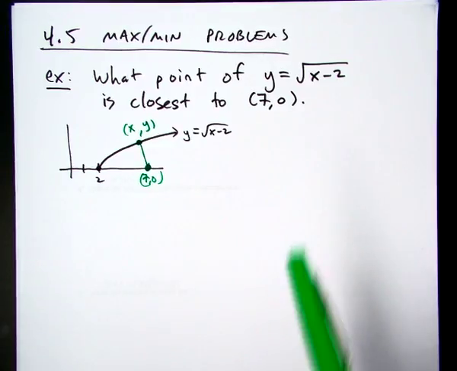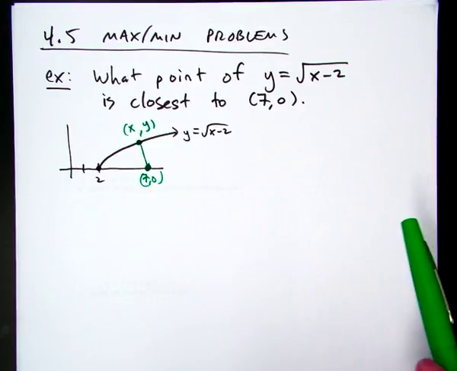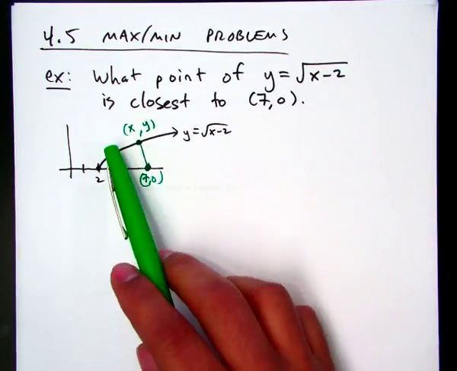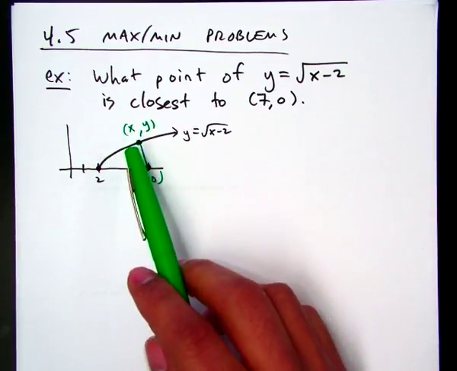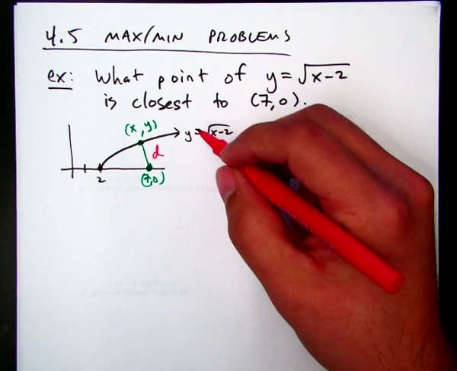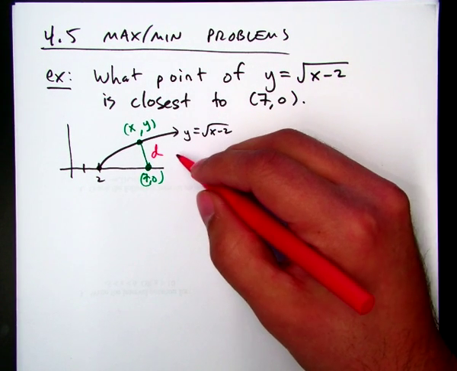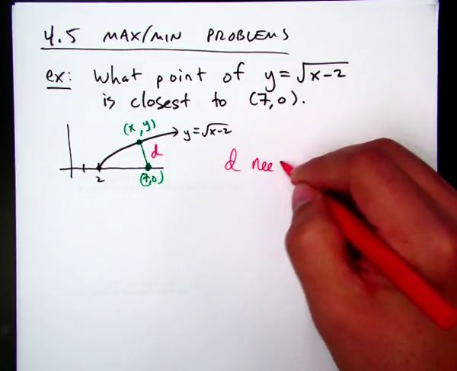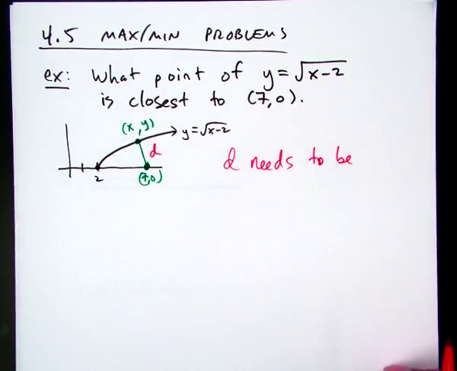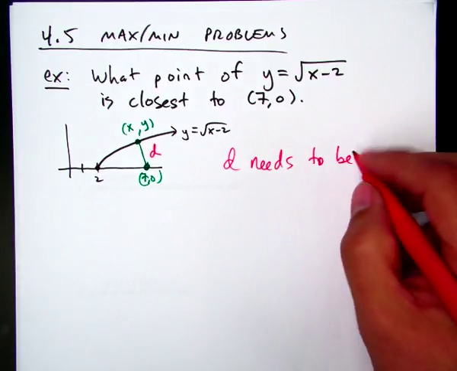There's a lot of information in just this one question. I don't know if you've seen that. We have a graph, we have a point given to us, and what are we interested in? We want this distance to be what? What does it mean to be closest? Small. As small as possible. What's a fancy word that we've been throwing around? Minimum. D needs to be a minimum.